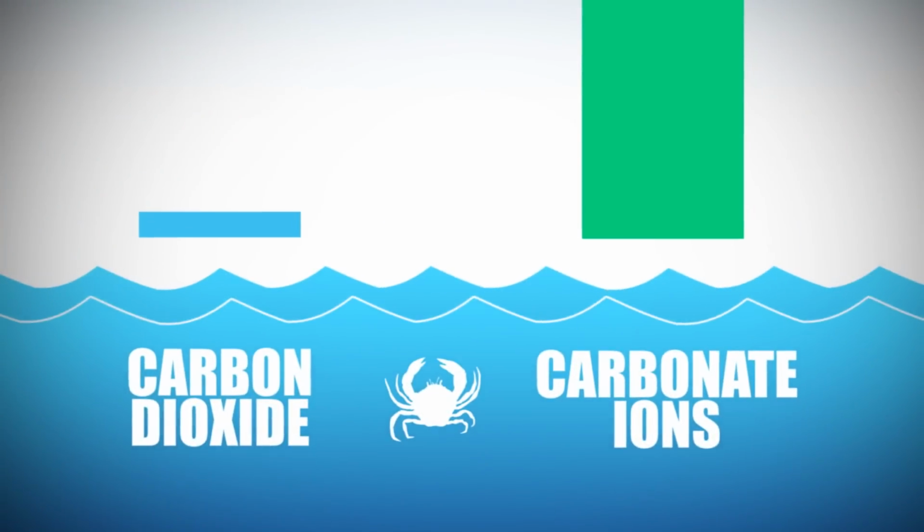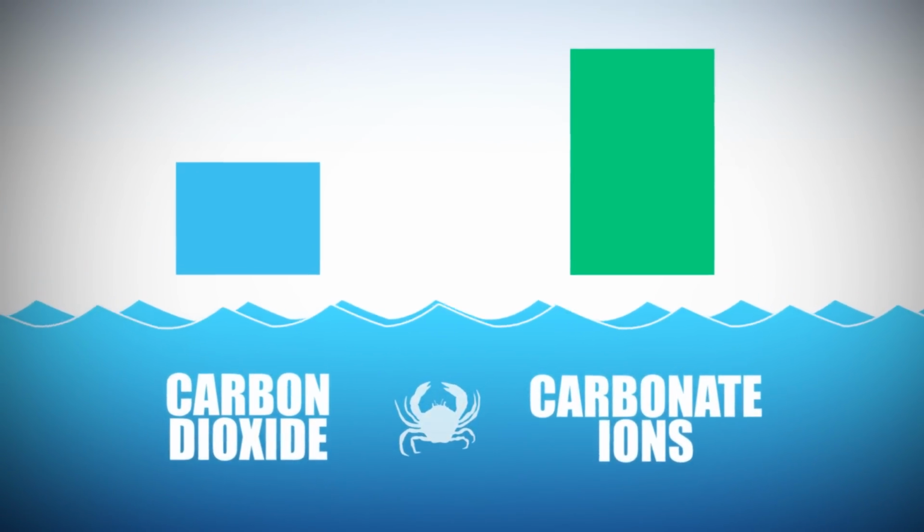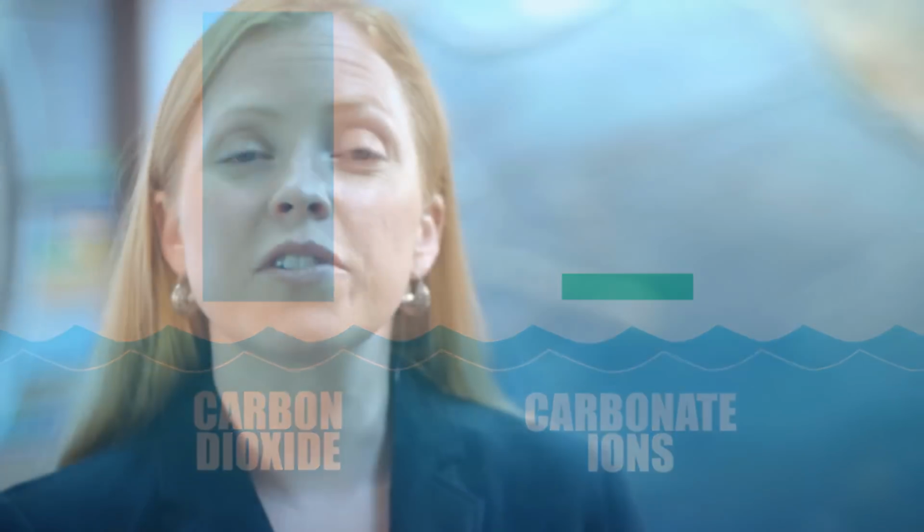The most significant potential impact of ocean acidification is on calcifying organisms, organisms that build shells. The building blocks of these shells are carbonate ions. As the carbon dioxide in the water increases, the amount of carbonate ions decreases, which reduces the rate of calcification and reduces the ability of these organisms to make shells.